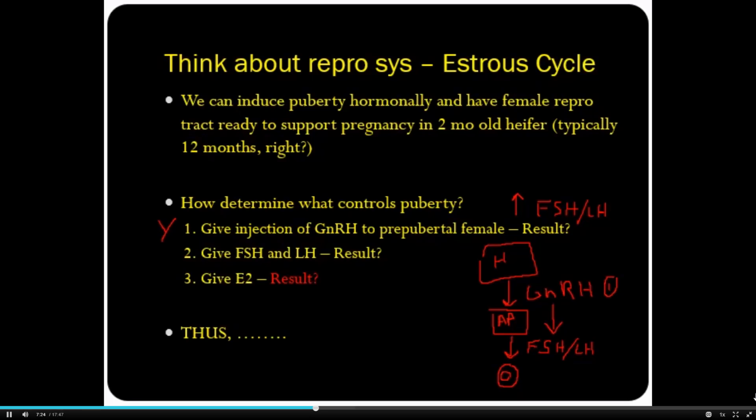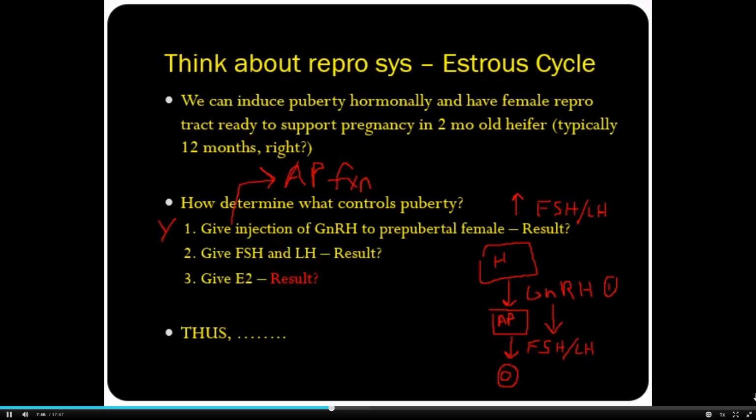One of the things you can carry away from this is that the anterior pituitary is operational. It's functional at this point. So another result of this is now we know the anterior pituitary is functional. And I'm just going to write function. So we know the anterior pituitary is functional.